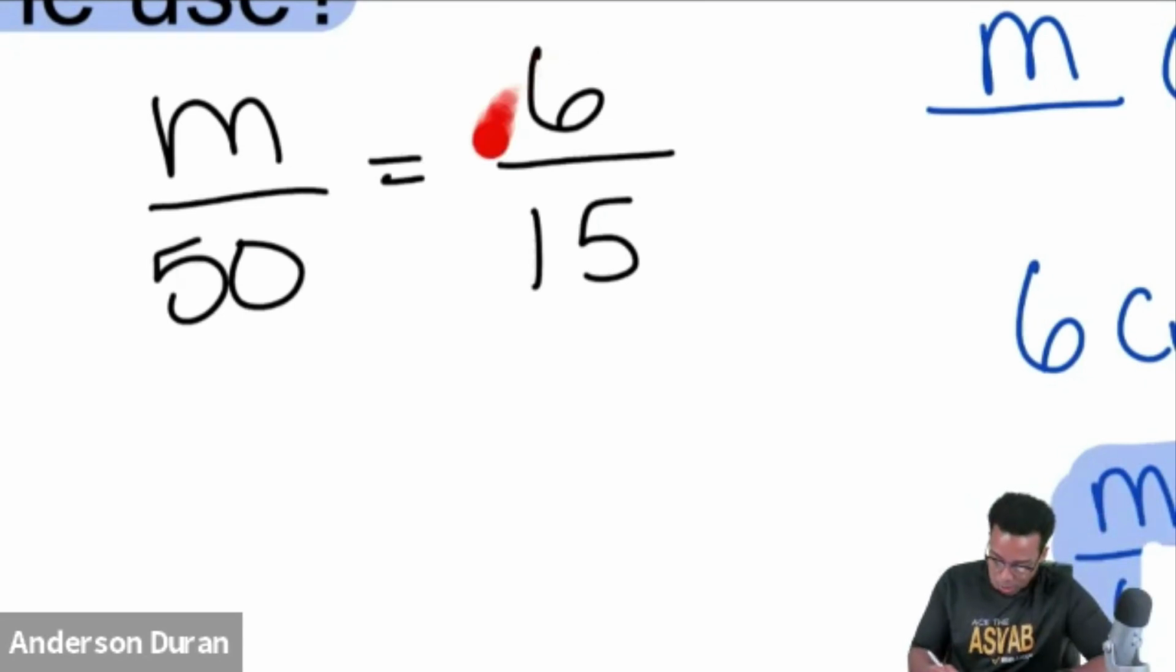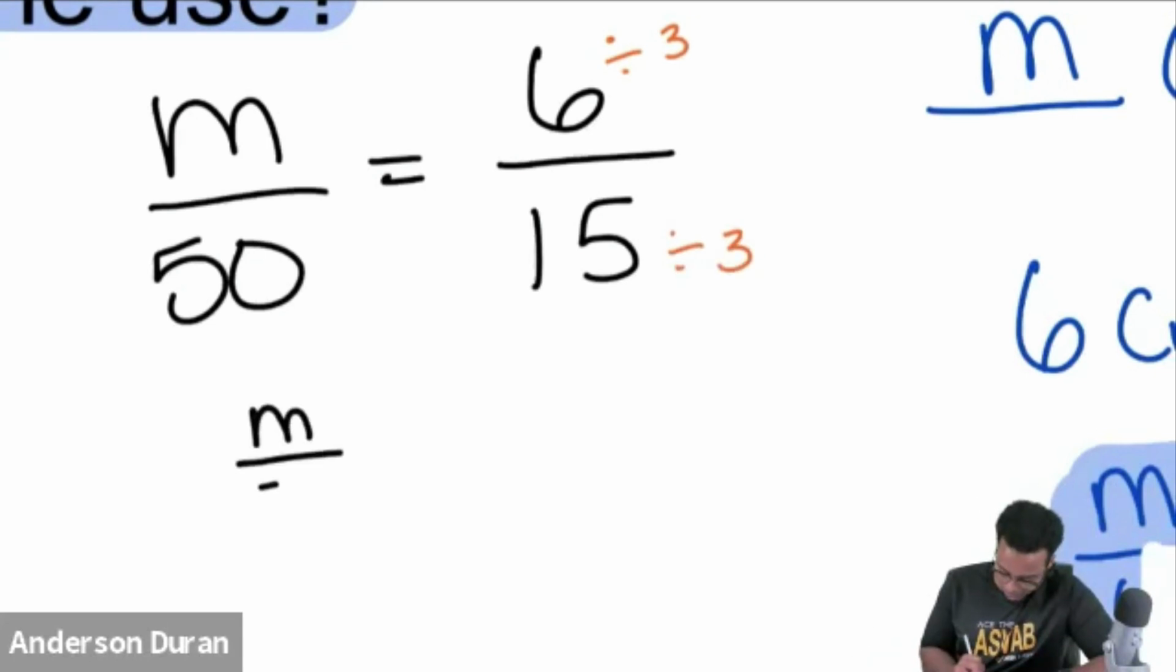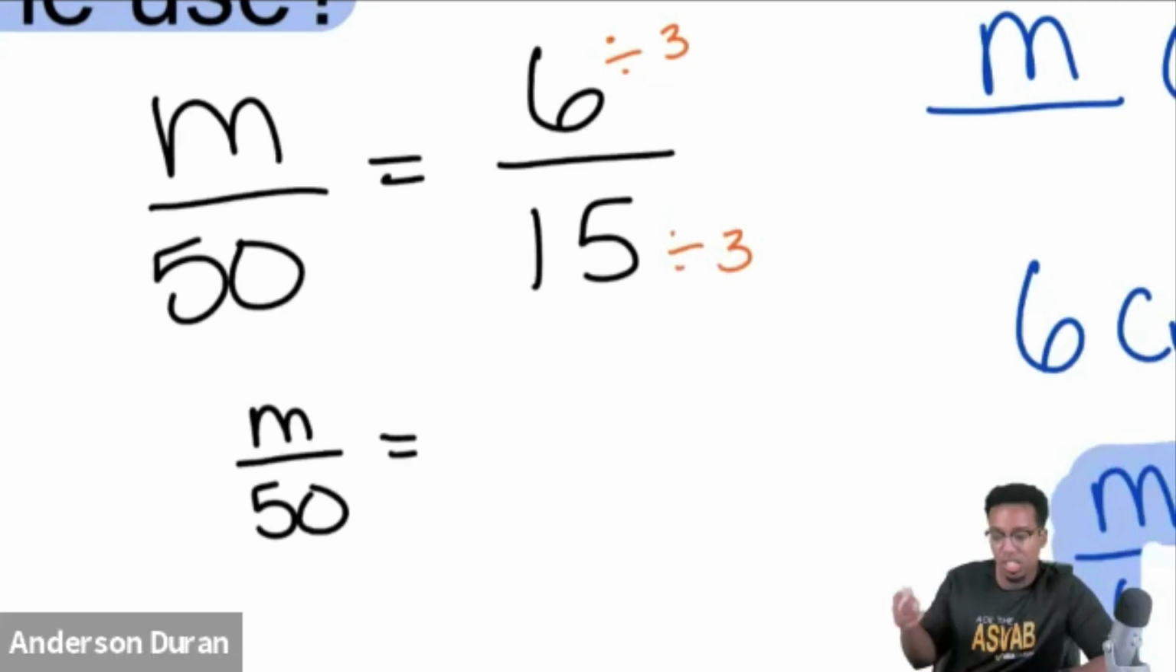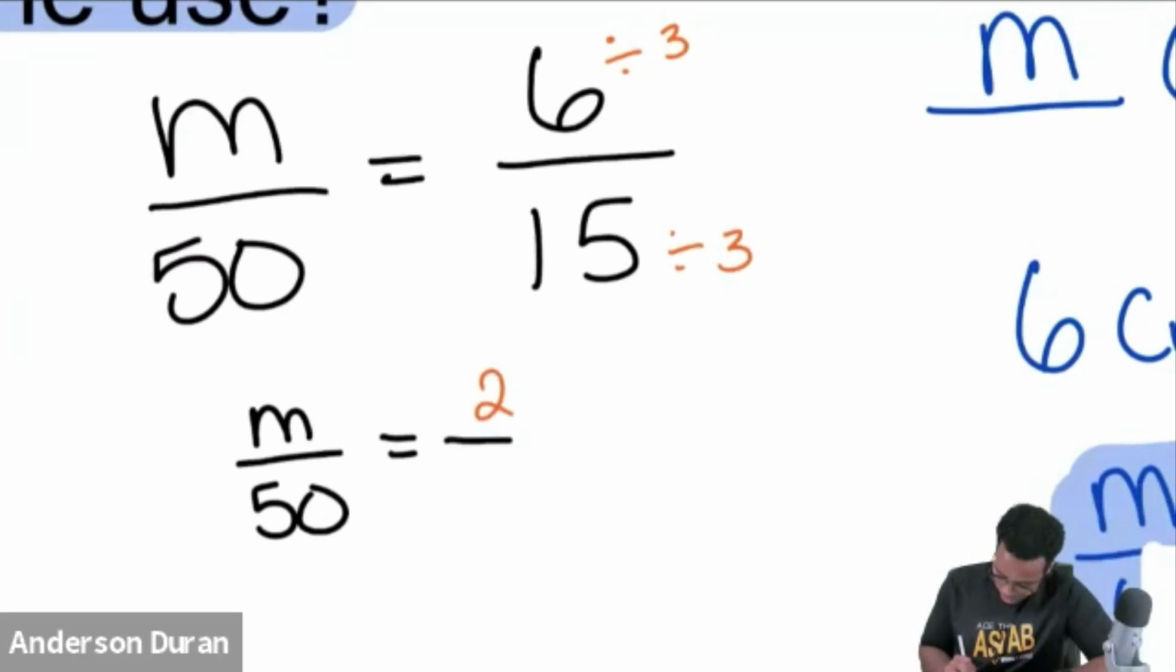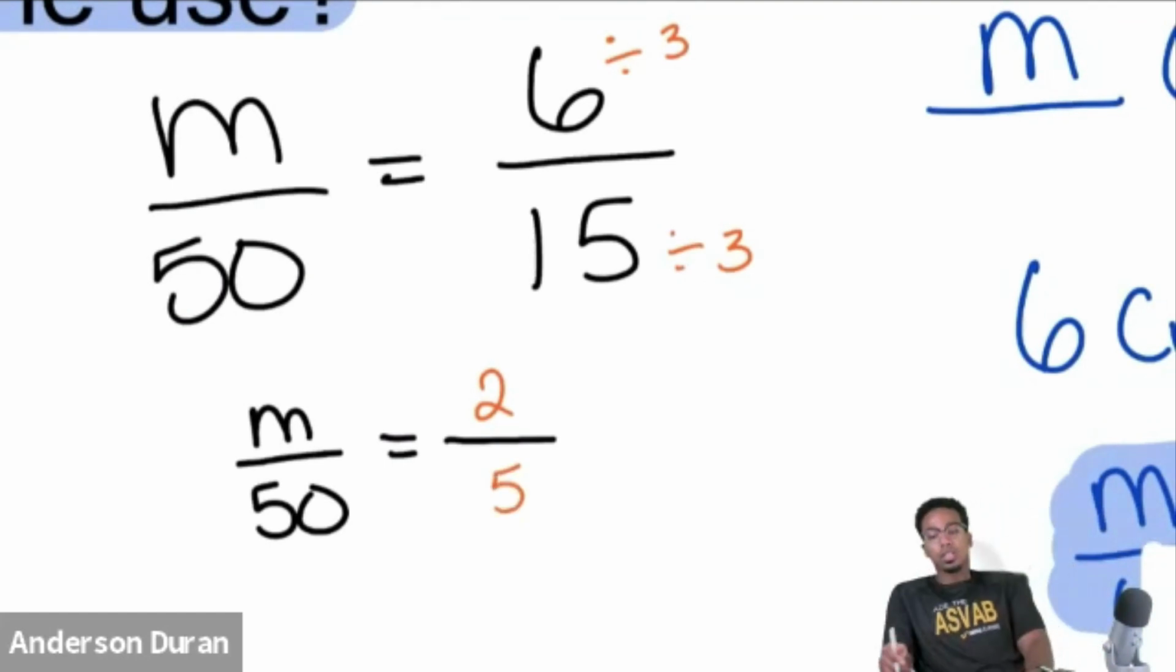Everybody, what are 6 and 15 both divisible by? Yeah, they're both divisible by 3. Let's go ahead and give ourselves that little helping hand right there. And so, boom, everybody, we got M over 50 equals, what's 6 divided by 3? That's going to be 2. And then 15 divided by 3 gives me 5. That's right. So let's go ahead and put ourselves in the best position to succeed, everybody.